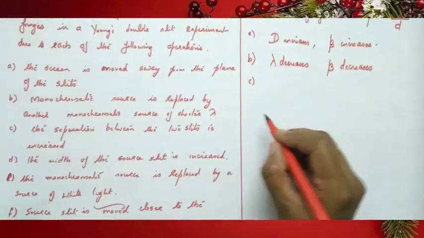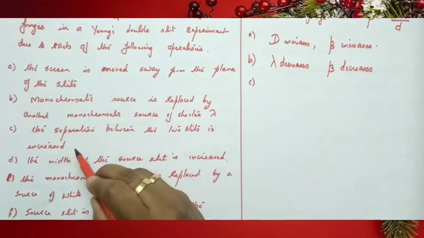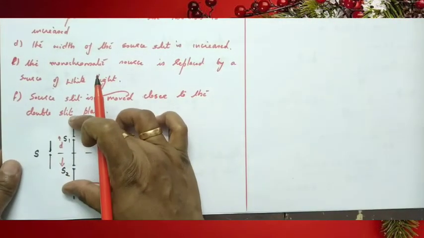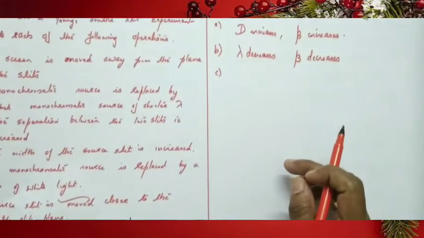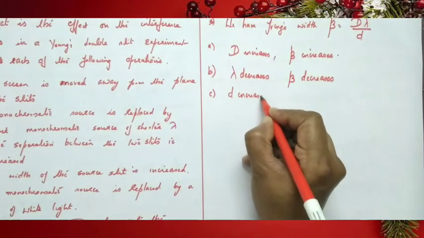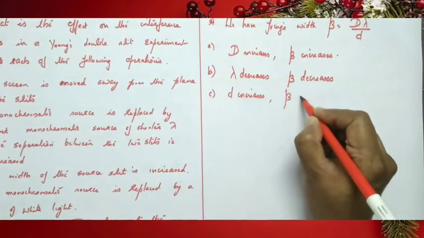Then number C, the separation between the two slits is increased. Separation between the two slits means small d is increased. Small d increases. What happens to beta? Small d increases, beta decreases.